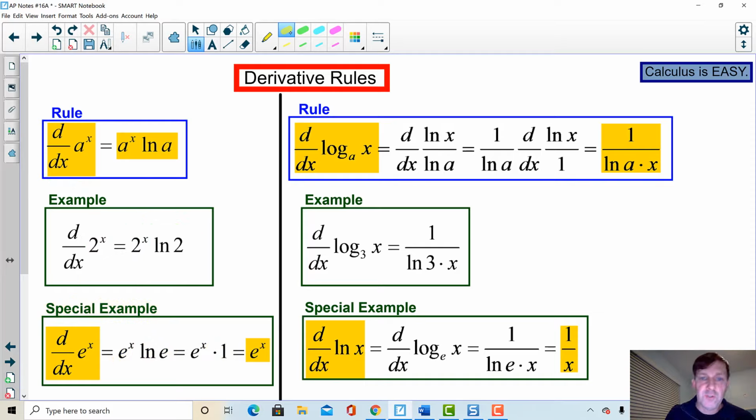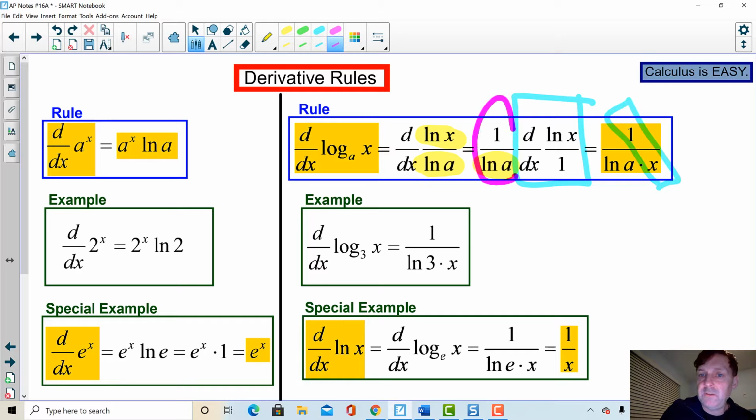Okay, for the log function, we have log base a of x. I want you to notice that we're just using the change of base formula, and then we take out the ln of a. So now we're left with the derivative of ln of x, which is just 1 over x. This ln of a is just like a constant, so it's just going to stay on the bottom.